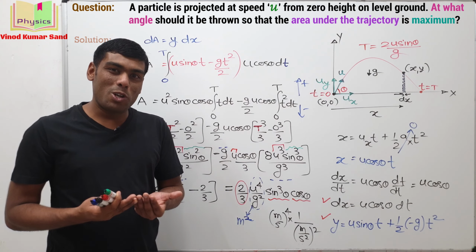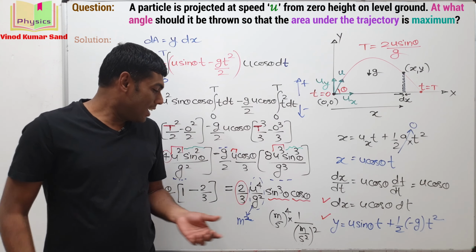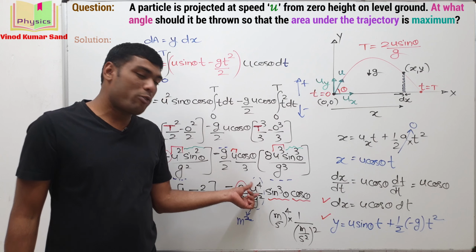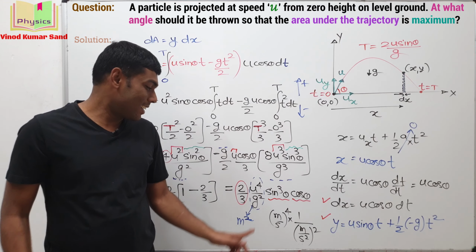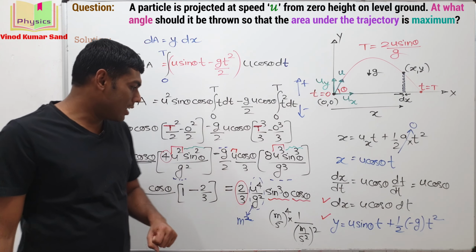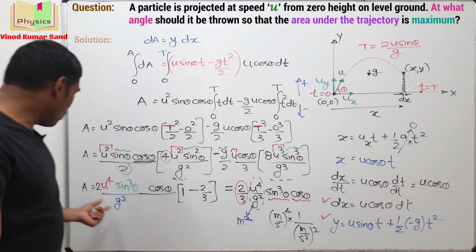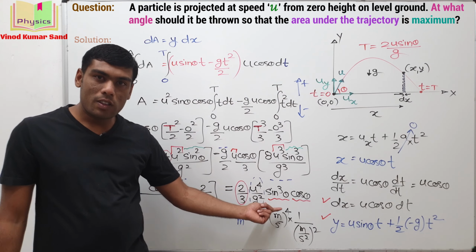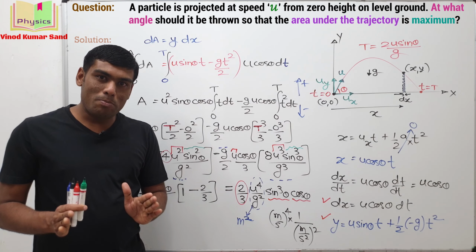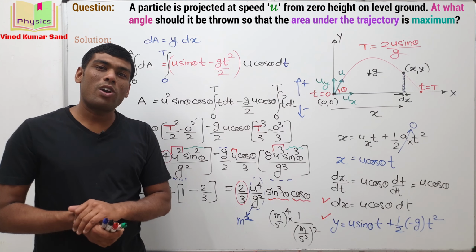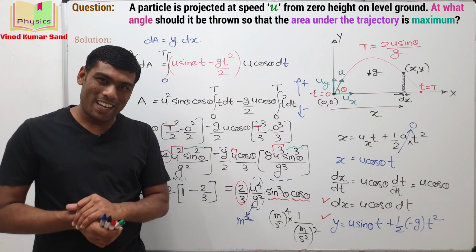Suppose this question comes in objective pattern, and if the dimensions of some options are wrong, then obviously those options are incorrect. This option is dimensionally correct. Now our next target: since we have the area as a function of theta, we are going to maximize this area for some particular theta.